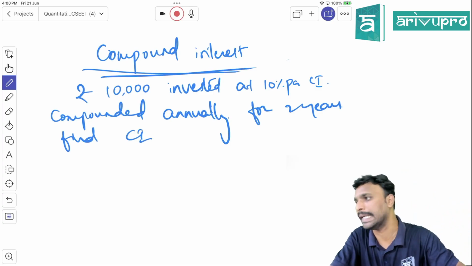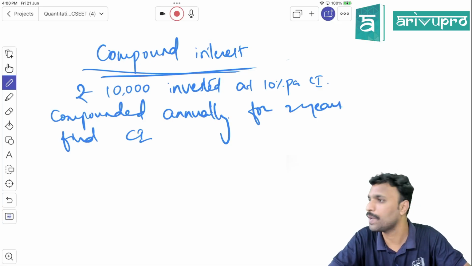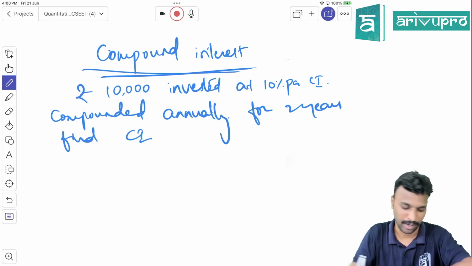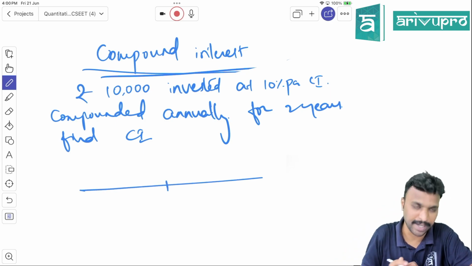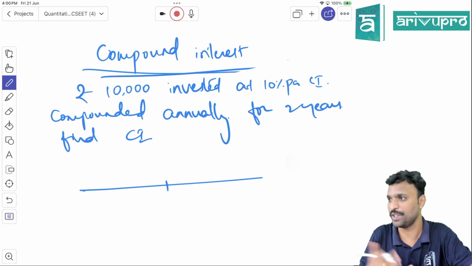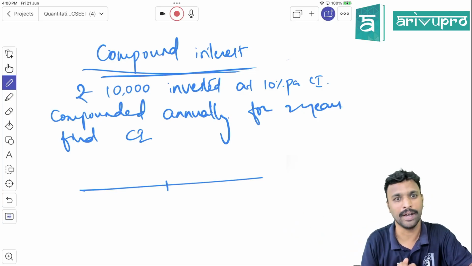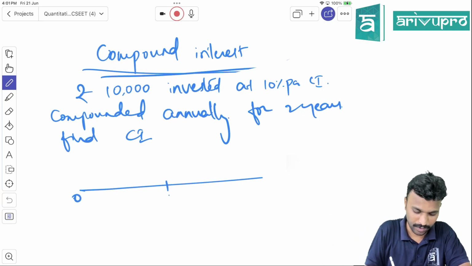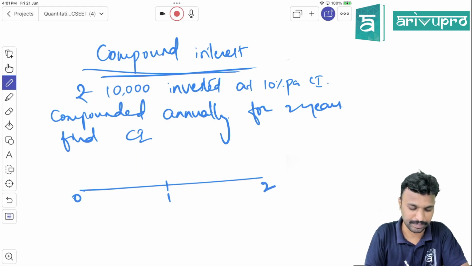I'll give you one technique where, using that technique, you can find simple interest as well as compound interest in one thing only. Okay, look. How many years? 2 years. Draw the line and split the line into 2 parts. You have to visualize this imaginary line. But I'll draw and explain how you have to visualize. 0, 1 and 2. To start off with, what is the principal?